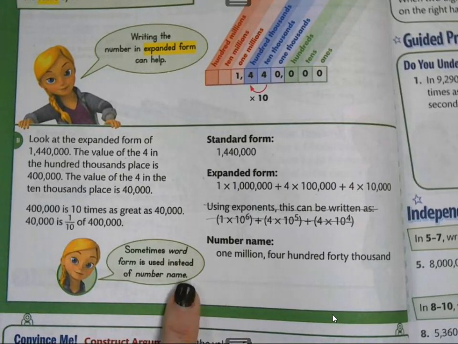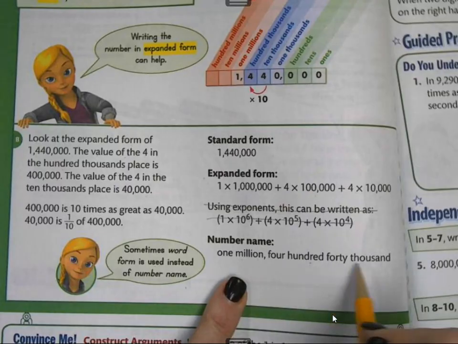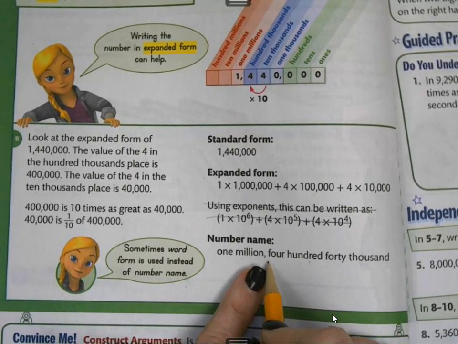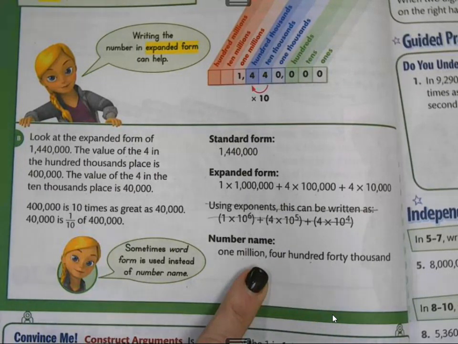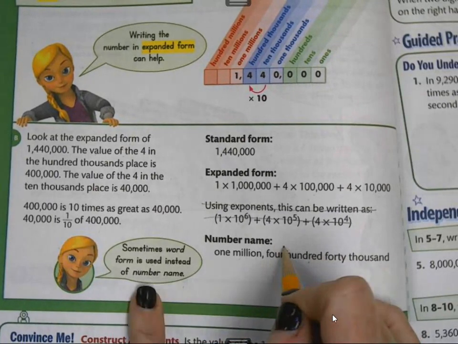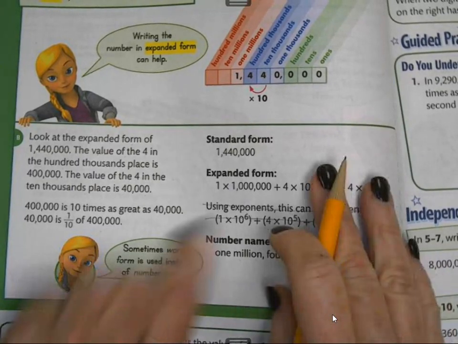Now, number name, of course, we read it 1,440,000, and we put a comma even in the word form or the number name every time we finish with the millions period, the thousands period. A comma would go in. All right, so sometimes we call this word form instead of number name, and sometimes I've seen it written form. All right, so let's go back.